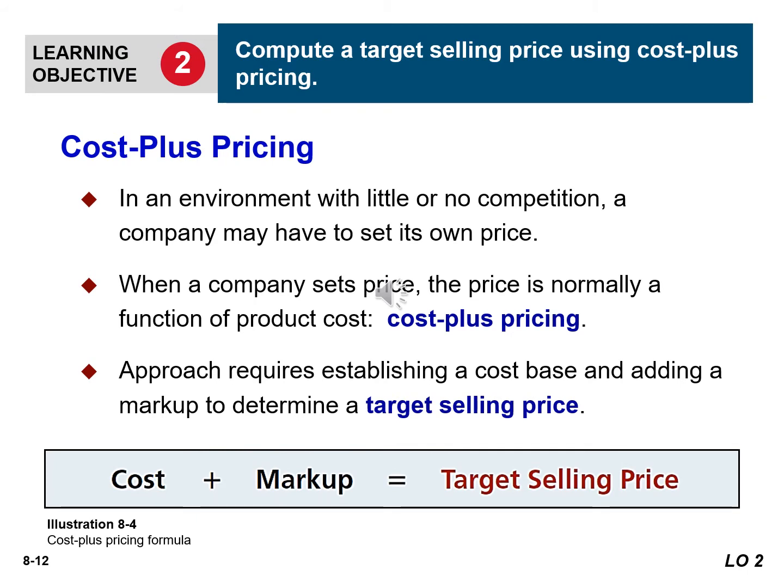In the previous slides, we talked about target costing. In this example, we used cost plus pricing. This is where a manufacturer can set a selling price for its product, where there is little or no competition in the market for their product. So the formula is cost plus markup equals the company's target selling price.